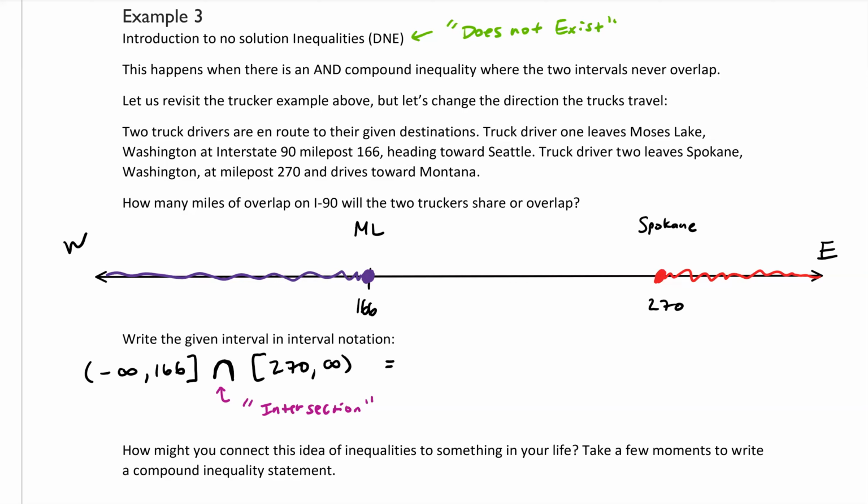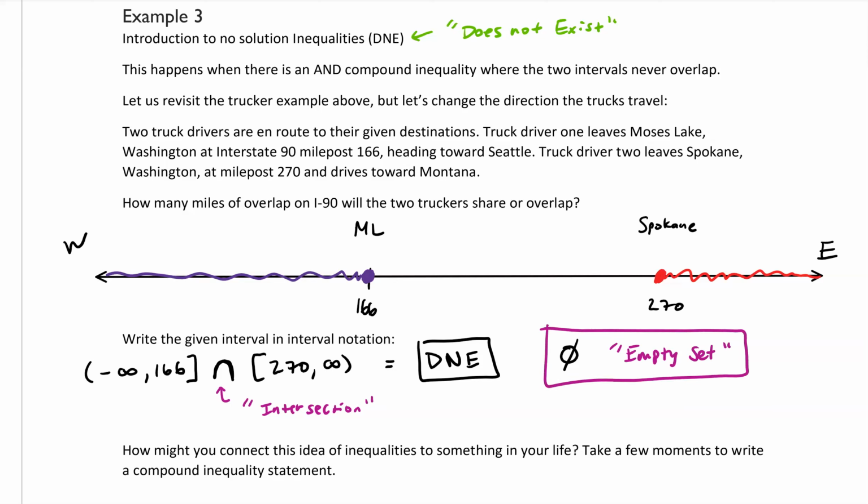And you can write this in a couple of different ways. You could say that it does not exist. So that's one possible way to write it. Or you could use a symbol that's used by mathematicians. It's a circle with a diagonal slash through it, and this is what we call the empty set. So that's another possibility, putting that circle with the diagonal slash through it to denote the empty set.